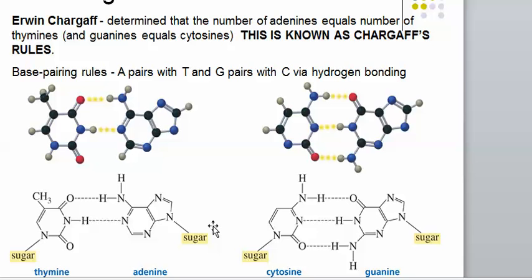There is a rule that we use to describe this pairing, and those are called Chargaff's rules. And Chargaff basically says, for every A there is a T, for every G there is a C.